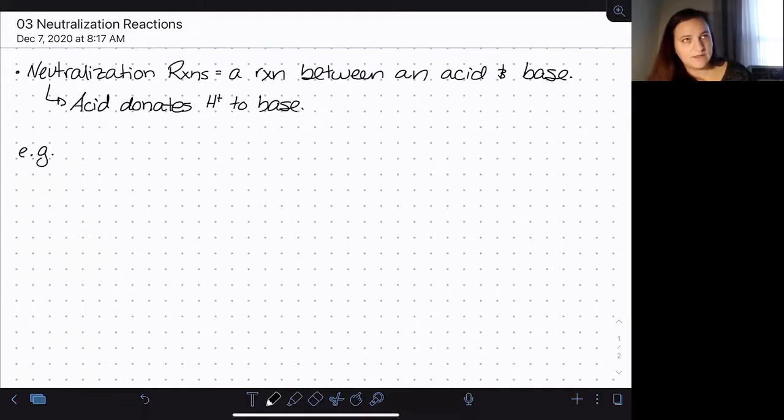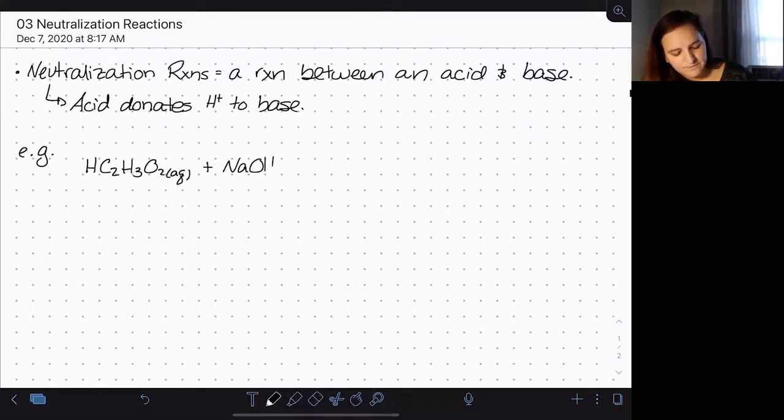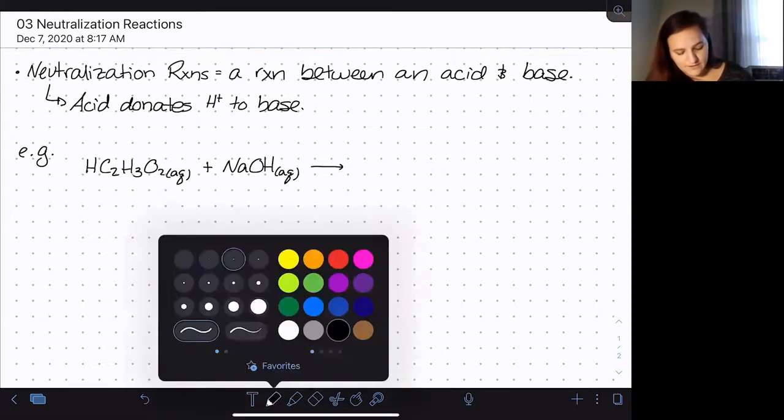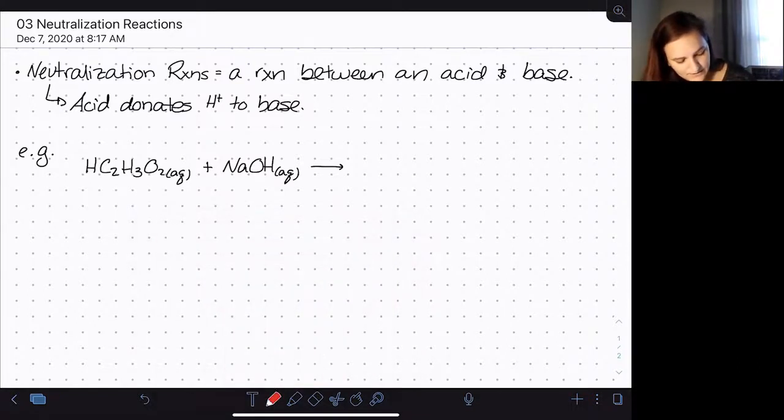If we look at a few examples, I think that's going to be the best way to really get this. Let's do acetic acid and sodium hydroxide. We have to identify what is the acid and what is the base in this reaction to be able to figure out what our products are going to be. We have that nice clue when we're looking for an acid that we have an H written out in front. So this is our acid in this situation.